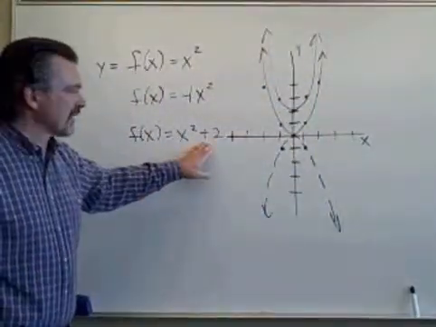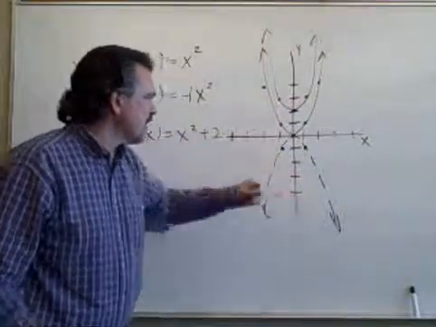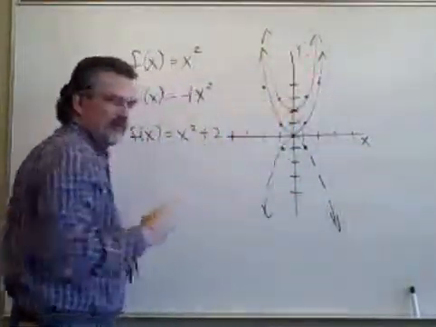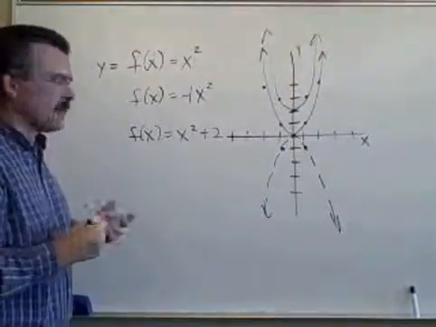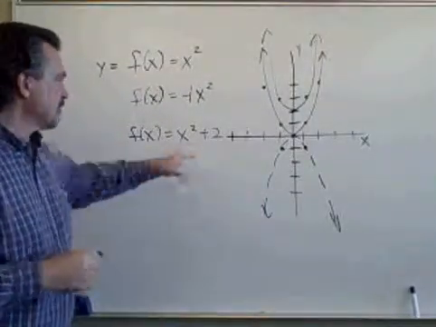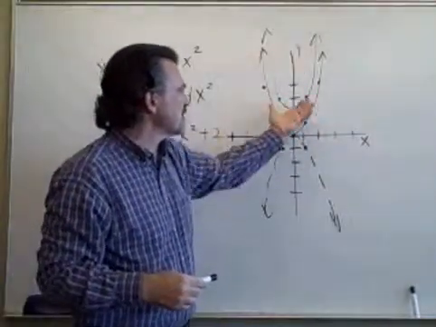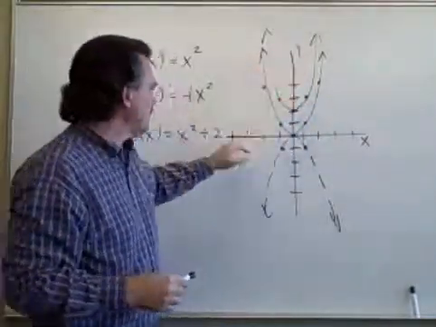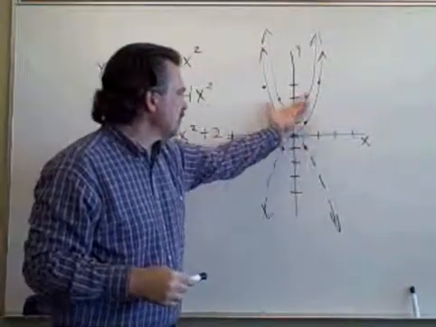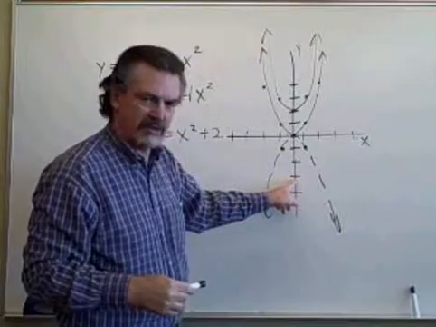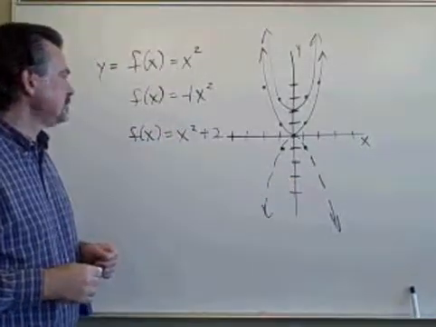And if we were to subtract a value, it would simply move. Oh, what is the point called where the parabola turns? Well, that's called the vertex. So if we were to add 2, as we did here, it simply moves the vertex of the parabola up. If we were to subtract 3, it would have moved the vertex of the parabola down 3, so that it would have been here at 0, negative 3.